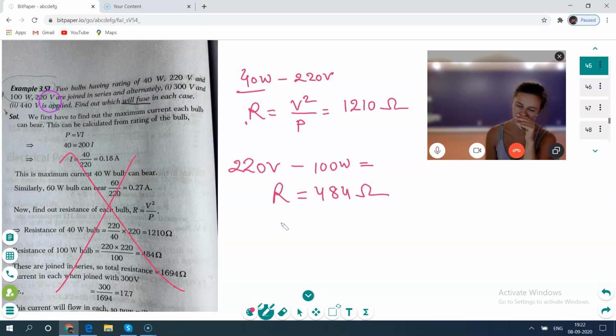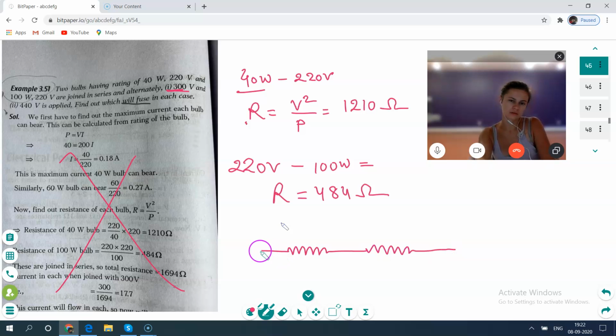Now what they are telling is they are joined together alternatively. First they have joined with 300 volt in series. How are they joined? In series. The bulbs are connected in series. Bulbs mean nothing but resistance. Now I will tell you, you need to add resistance.